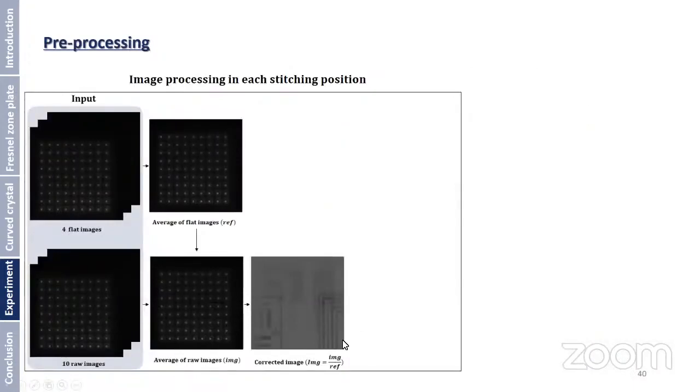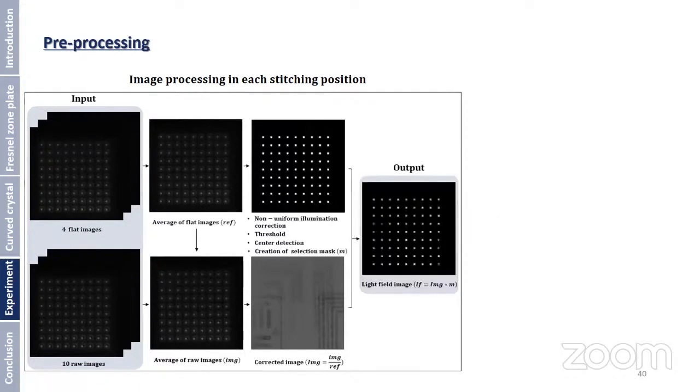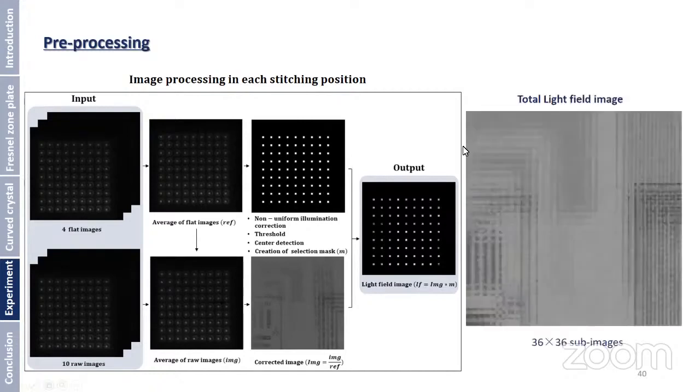And with the experimental light field data, before the reconstruction, we need to preprocess them. It includes two parts: the enhancement of the image signal and the localization of the first order image. These operations are applied on the images at each stitching position. Then we combine all the outputs together to get the total light field image.